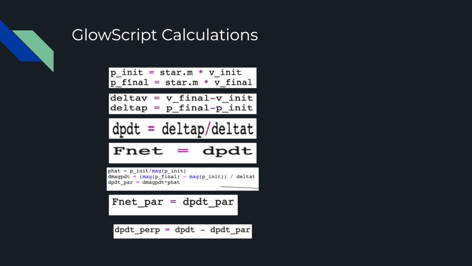Here you see we have the momentum, the initial and final momentum is equal to m times v. And then you have delta v is equal to final minus initial, same with momentum. And then you can set this equal to delta p, the change of momentum over change in time, which is equal to the net force. And then you can find your parallel net force using these calculations. And then your perpendicular net force plus your parallel force is equal to F net, so F net minus the parallel component will be equal to the perpendicular.